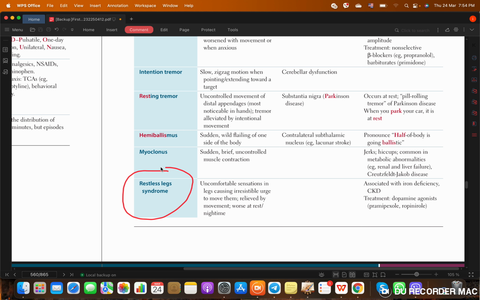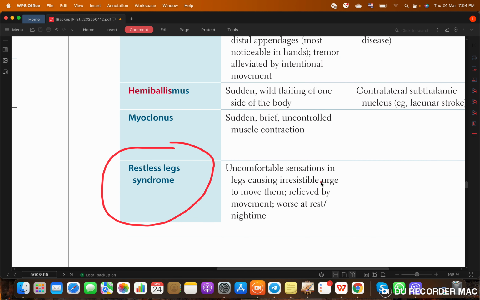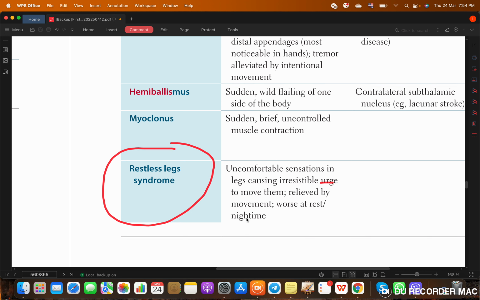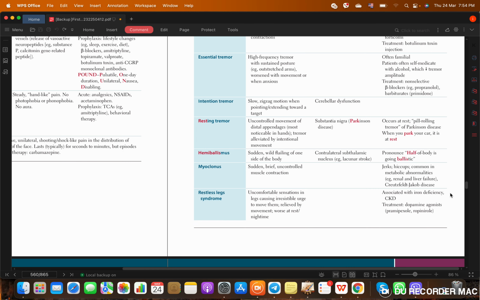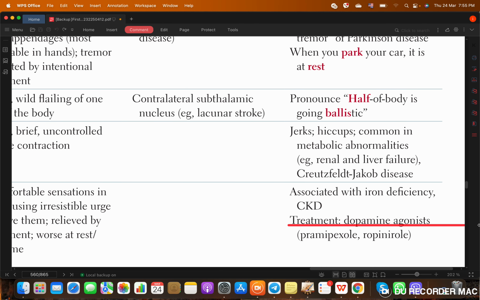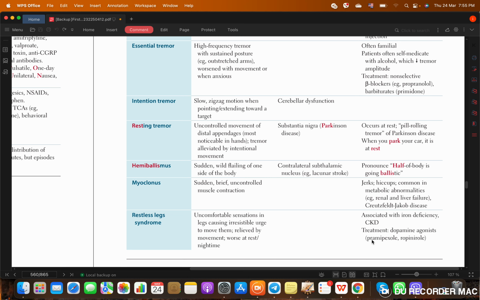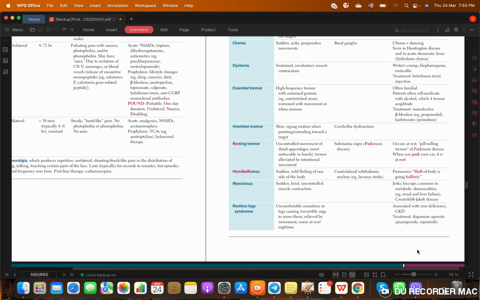So finally, restless leg syndrome, quite common, an uncomfortable sensation in the legs, causing an irresistible urge to move them, relieved by movement, and it's worse at night. And the most common person to complain about it is the wife of the person. It's associated with iron deficiency and chronic kidney disease. The treatment is with a dopamine agonist, pramipexole and ropinirole. Okay, so these are the treatment agents.